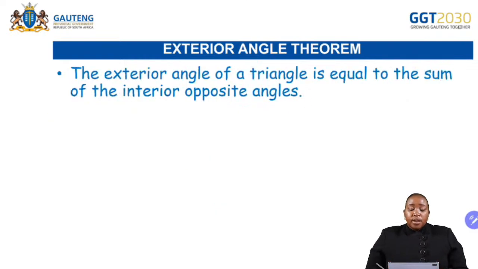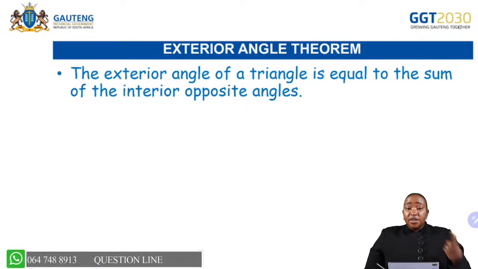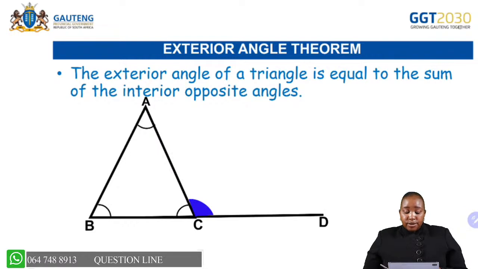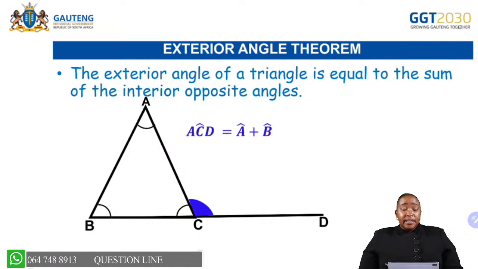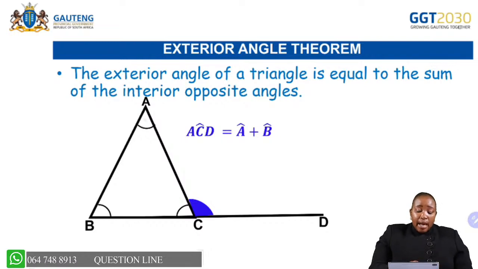Now, the next theorem is the exterior angle theorem. Remember, we used interior for inside. Now we're using exterior for the angles outside the triangle. We are told the exterior angle of a triangle is equal to the sum of the interior opposite angles. This sounds like big English, doesn't it? What it means is that the angle here, angle ACD, my blue angle, is equal to the sum of angle A and angle B. Do you see that? Yes, that's all it means.